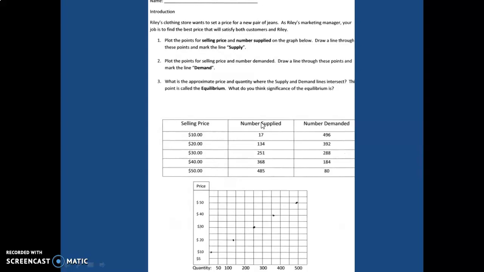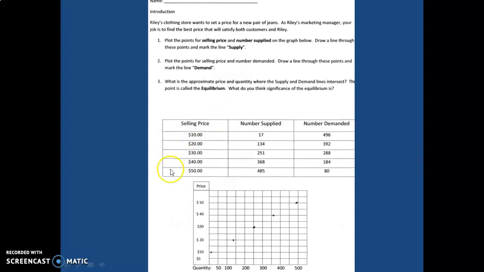However, $10 being a very low price, that would create a very high demand for the jeans. And so at $10 you would have 496 pairs of jeans demanded by the population, but only 17 would be supplied. And that number changes as we change the pricing point. As we increase the prices, the number supplied by Riley will continue to rise, but as we increase the price, the number of jeans demanded by the population will decline.